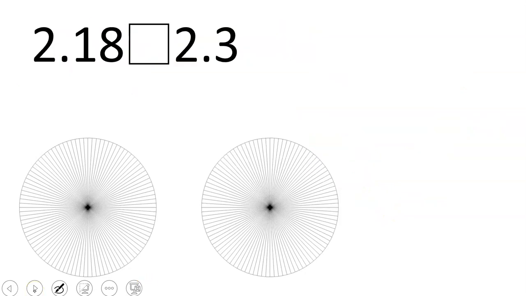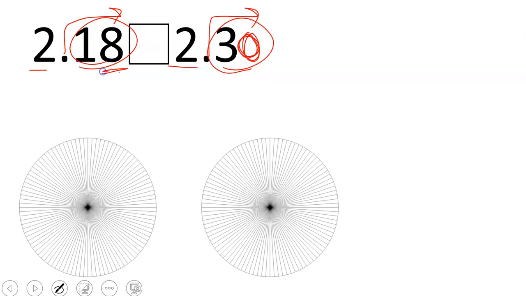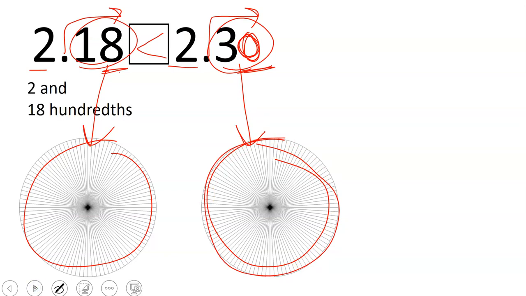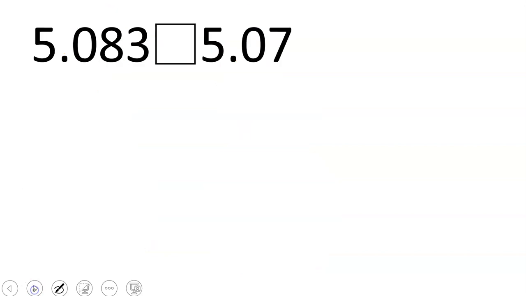All right, our next example, let's use the same trick. We have two numbers past this decimal, so I need two numbers past this decimal. Okay, the 2, that doesn't help that comparison. They both have a 2. But now we can compare 18 to 30. We have 18 hundredths and 30 hundredths. So think about hundredths, okay? 30 hundredths is more than 18 hundredths. So 2 and 18 hundredths is less than 2 and 30 hundredths.